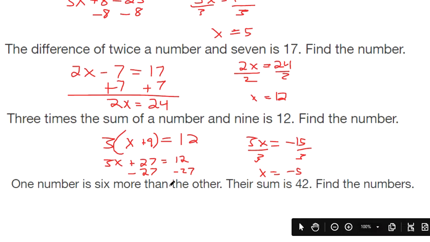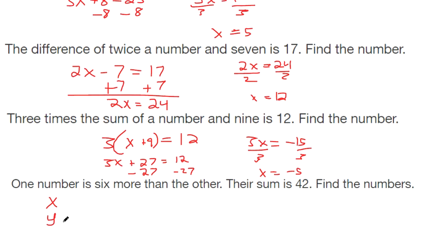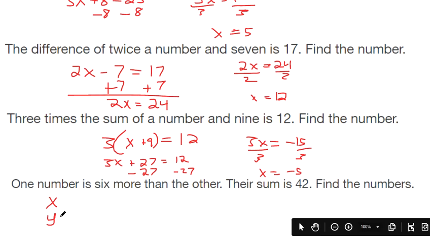One number is 6 more than the other number. There's 2 different numbers here. Okay? So there's a number x, and then there's another number y. Two things that we don't know, so we need 2 letters to represent that. And so one of the numbers is 6 more than the other number. That's how you can write that sentence into a kind of a mini equation there.